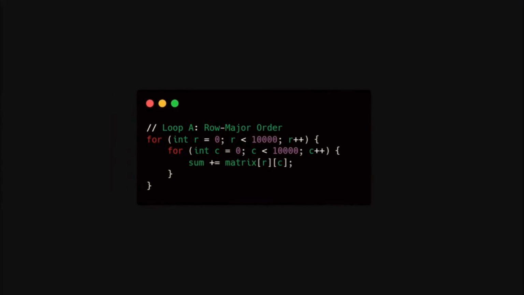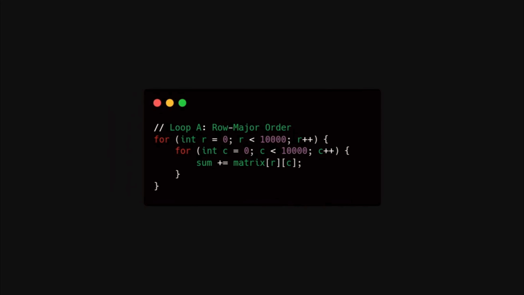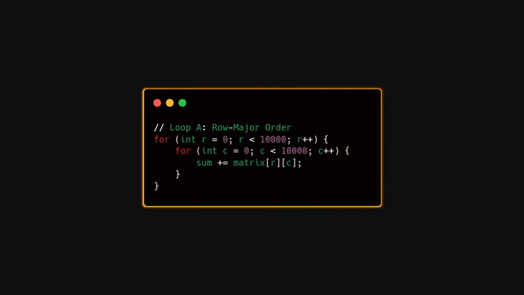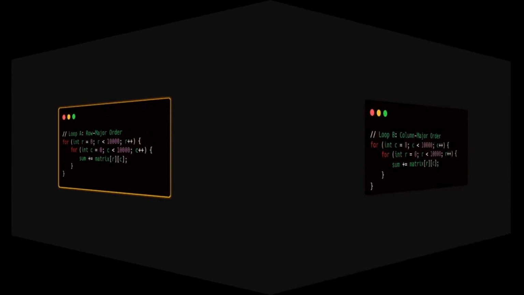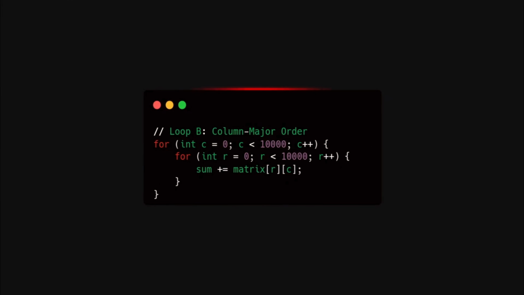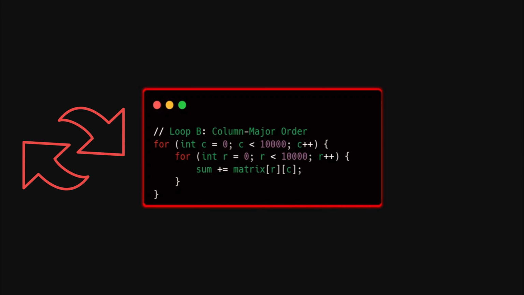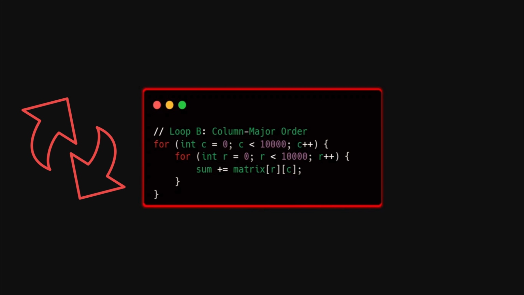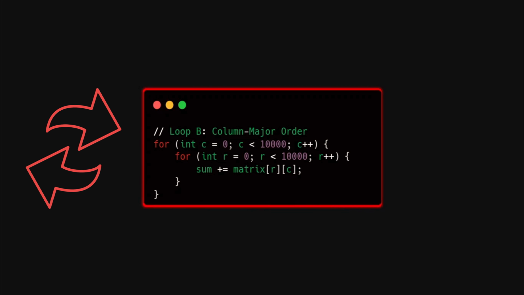Look at loop A. We have a 10,000 by 10,000 integer matrix. We loop through the rows first, then the columns, and sum up the elements. Straightforward, standard nested loop. Now, look at loop B. The inner logic is identical. The data size is identical. The total operations: exactly 100 million additions for both. The only change is that we swapped the R and C variables in the loop headers. We are iterating column by column instead of row by row.